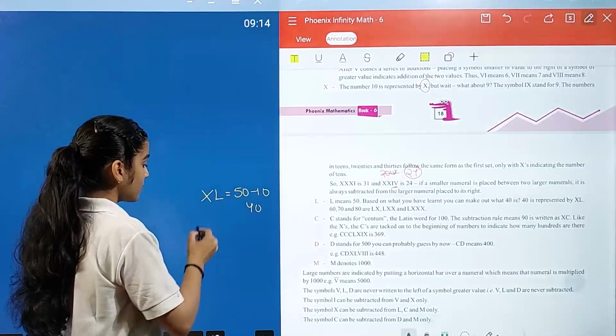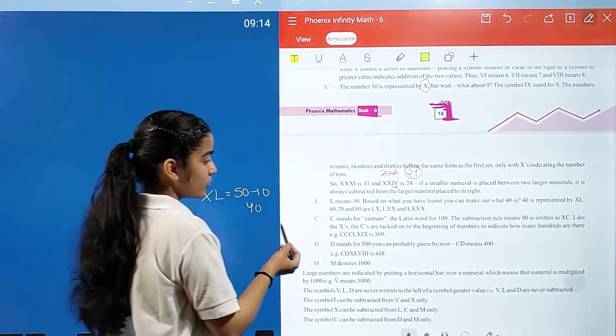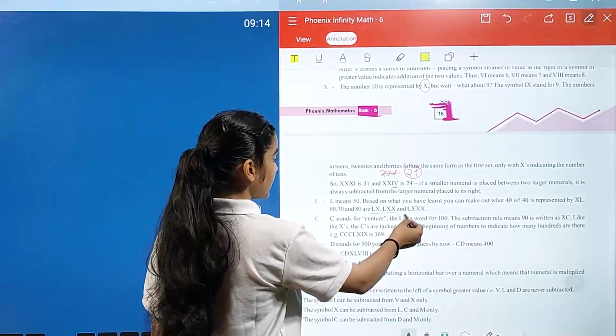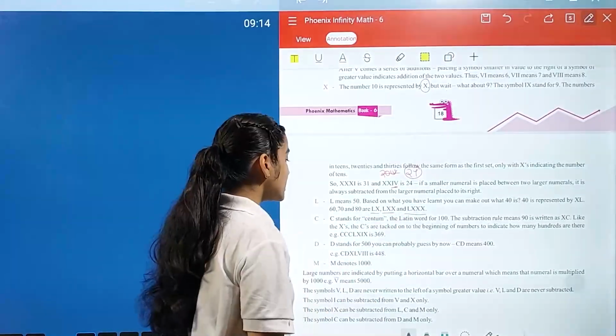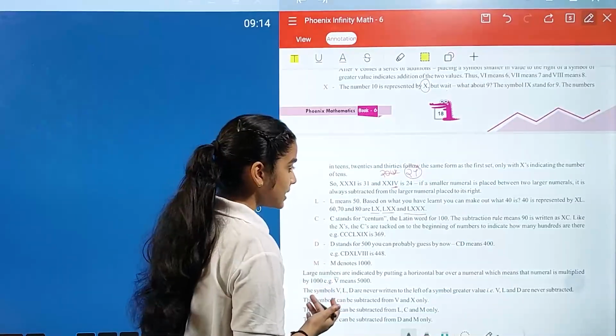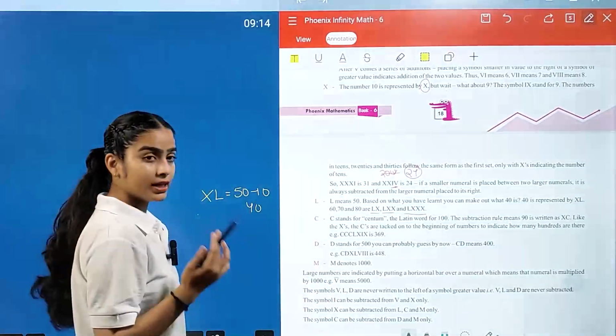Now you can also make 50. How can you make 50, 60, 70? LX is 60, LXX is 70, LXXX is 80. C stands for centum, the Latin word for 100. The subtraction rule means 90 is written as XC, meaning 100 minus 10.